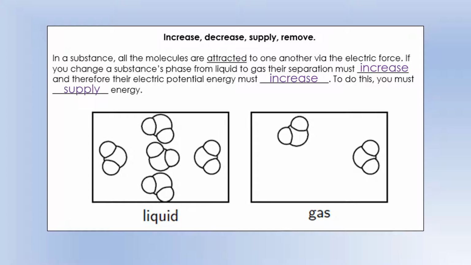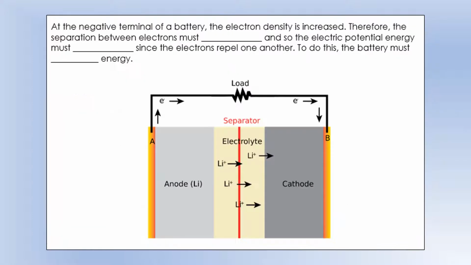As I just said, we have to supply energy to do that. We can't increase their electric potential energy unless we put some energy in, which is why we have to supply it, usually in the form of thermal energy, to make this transition. Okay, so that's phase change.